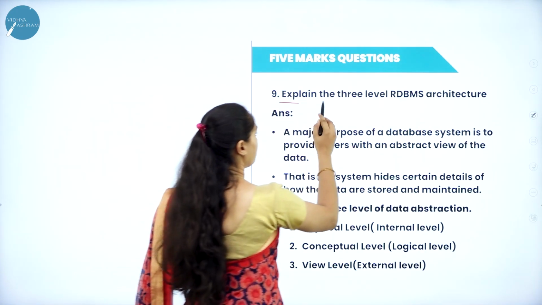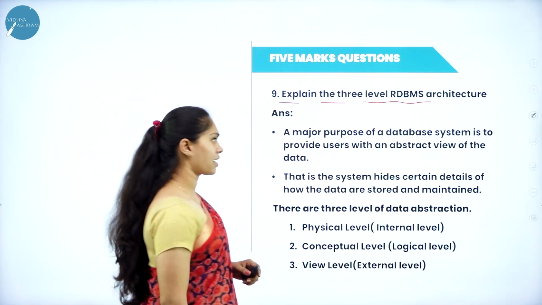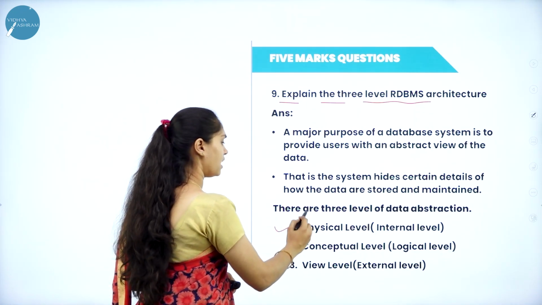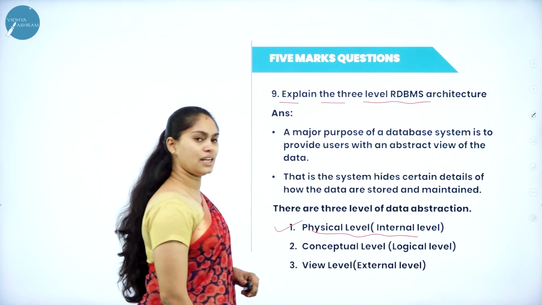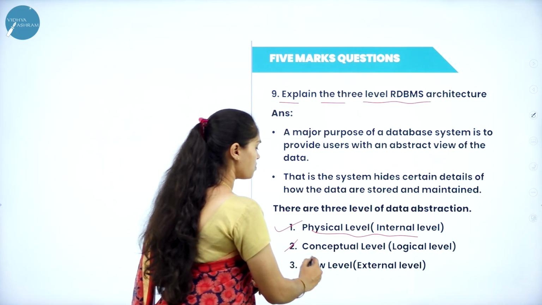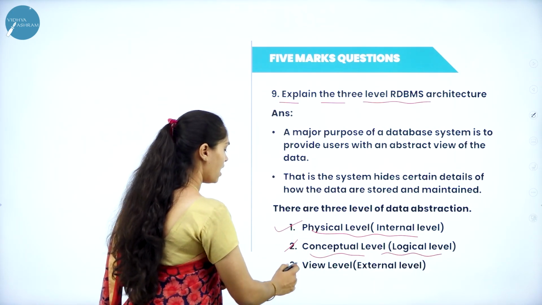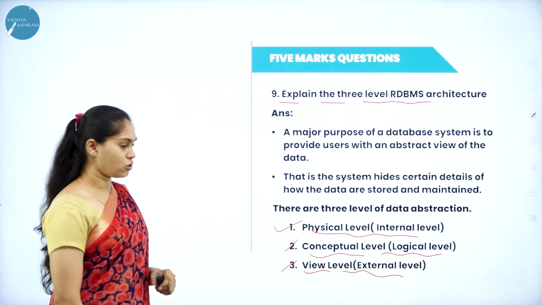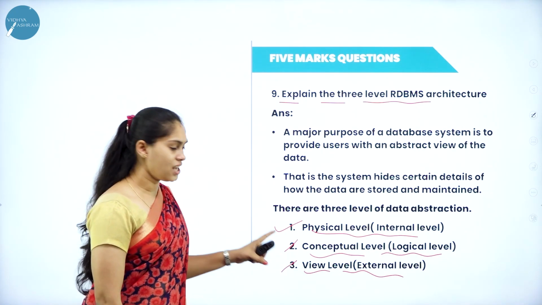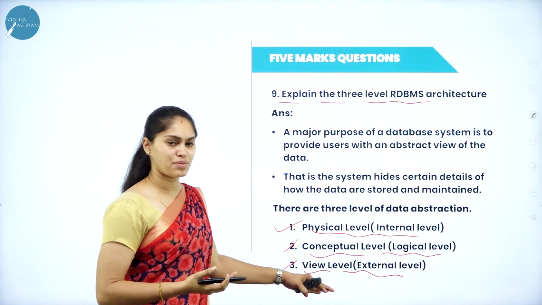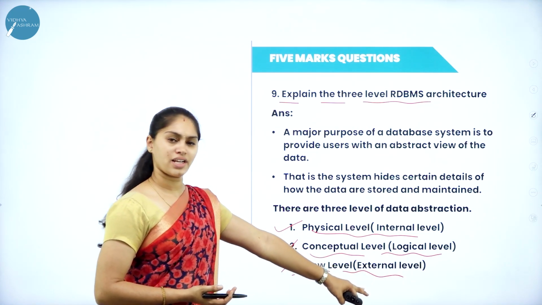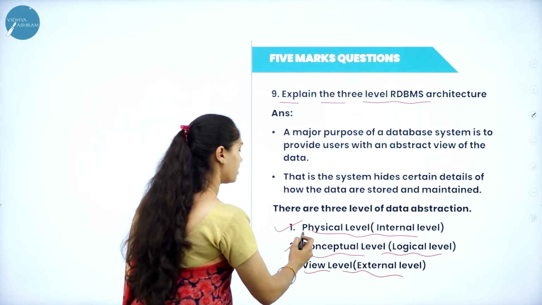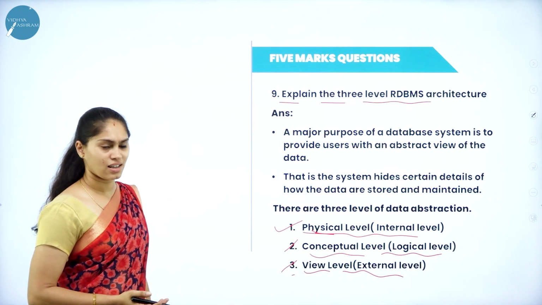Next question, explain the 3-level RDBMS architecture. So what are the 3 levels? It mainly has the physical level, which is also considered the internal level, the conceptual level, that is the logical level, and the view level, that is the external level. I already told you, we got this question, right? Which level has more abstraction? The view level, or external level. Which level has the least abstraction? The physical level, or internal level.